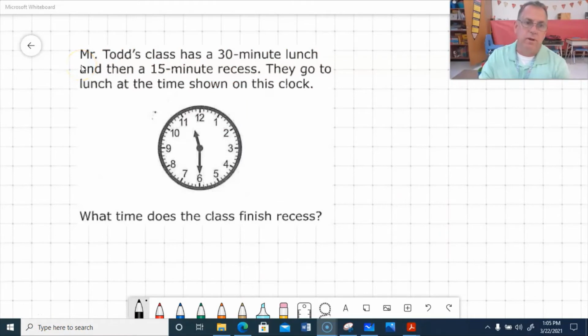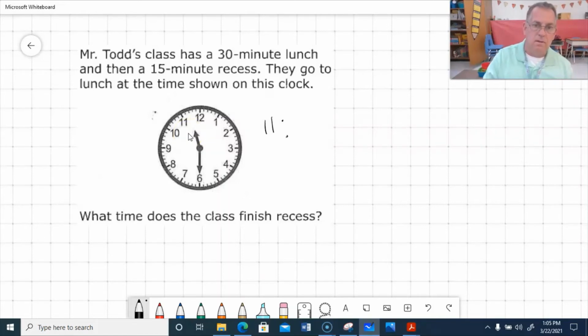Okay, follow along as I read. It says, Mr. Todd's class has a 30-minute lunch and then a 15-minute recess. They go to lunch at the time shown on the clock. Okay, what time does the class finish recess? So first thing I have to look at the clock, and I can tell the clock, the shorthand is just past the 11, so that means the hour would be 11.